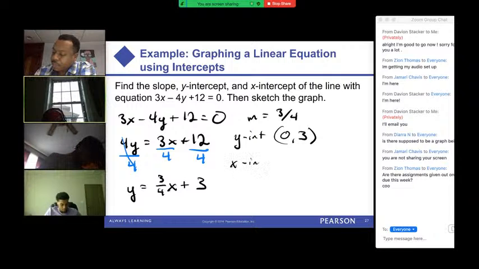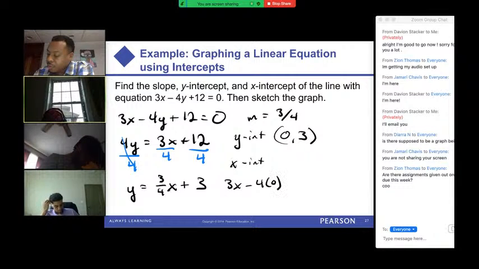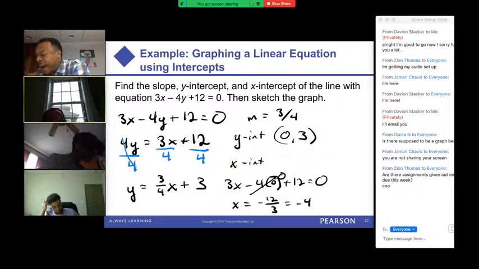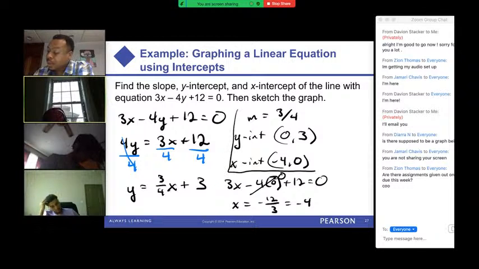And for the x-intercept, what we would do is set y equal to 0. We can choose any of these equations. If we set y to 0 and solve, I'm going to choose the original. We're going to have 3x minus 4 times 0 plus 12 equals 0. Notice that this term is gone. Subtract, and x is going to be equal to negative 12 over 3, which is negative 4. So the x-intercept should be (negative 4, 0). Okay, so we got the slope, x-intercept, and y-intercept.